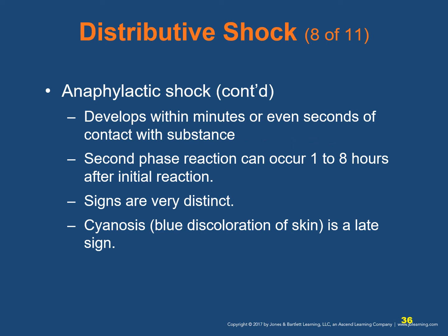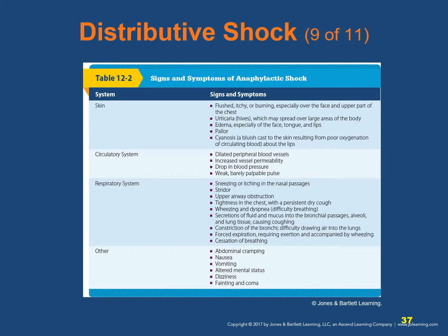Anaphylactic reactions can develop within minutes or even seconds after contact with a substance. There may also be a second phase reaction that occurs 1 to 8 hours after the initial reaction. The signs are very distinct and not seen with other forms of shock. Note that cyanosis, blue discoloration of the skin, is a late sign of anaphylactic shock. The combination of poor oxygenation and poor perfusion in anaphylactic shock may easily prove fatal. The table on this slide lists the signs and symptoms of anaphylactic shock.